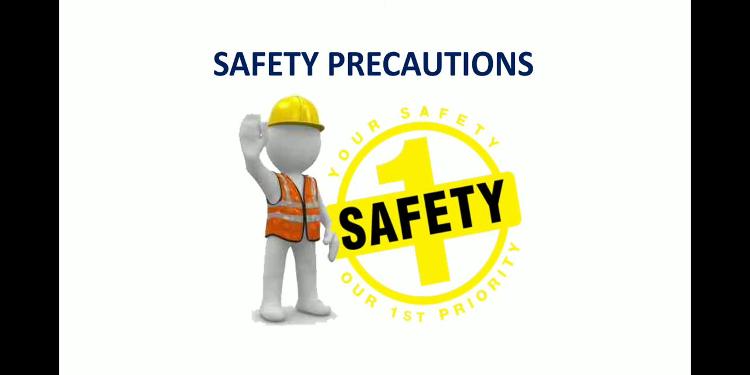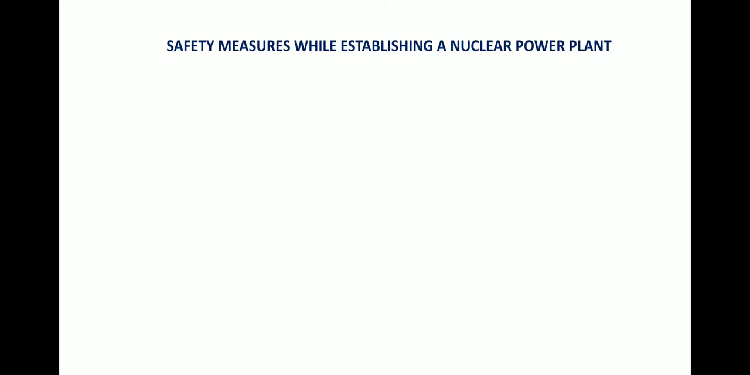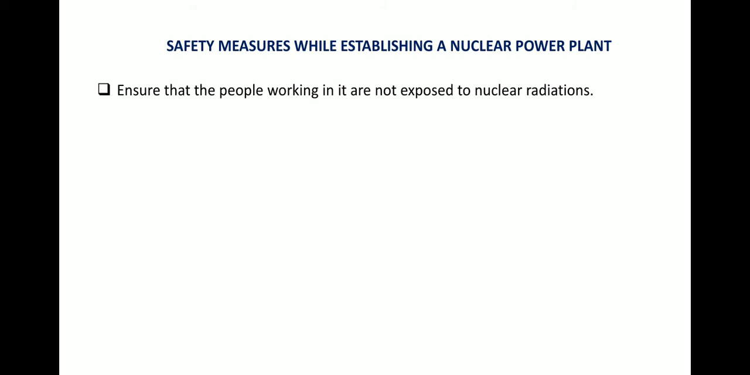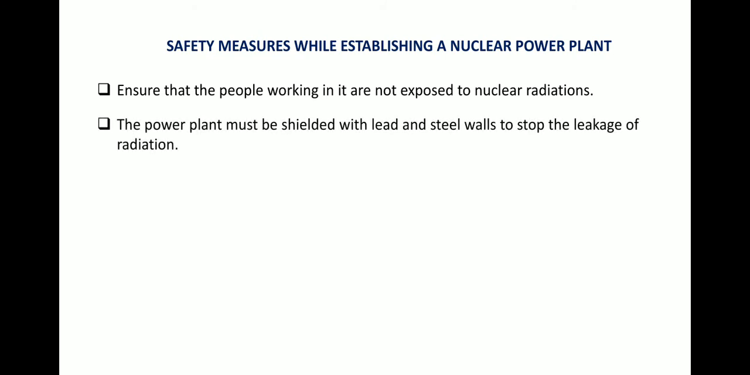So, the safety precautions that we need to follow. Safety measures while establishing a nuclear power plant. We must ensure that the people working in it are not exposed to nuclear radiations. The power plant must be shielded with lead and steel walls to stop the leakage of radiation. This is because a thick amount of lead can stop the radiation. Even gamma radiations can be stopped by using thick lead walls.